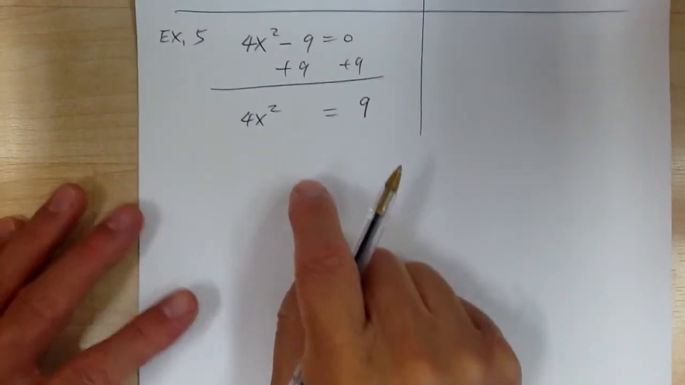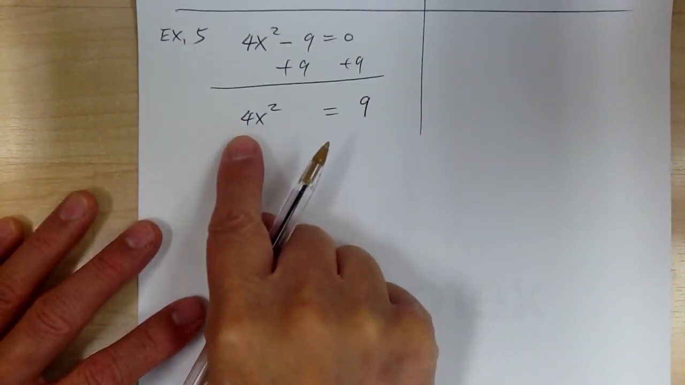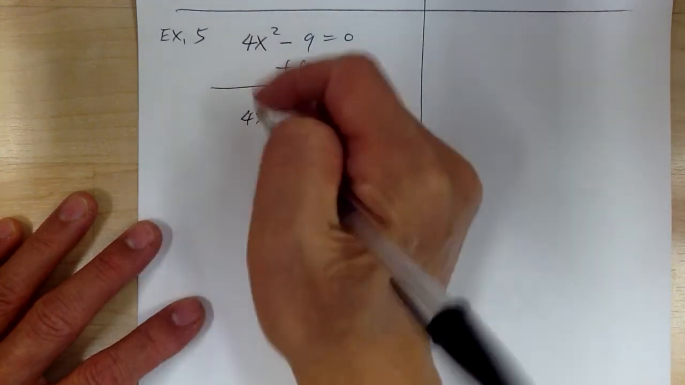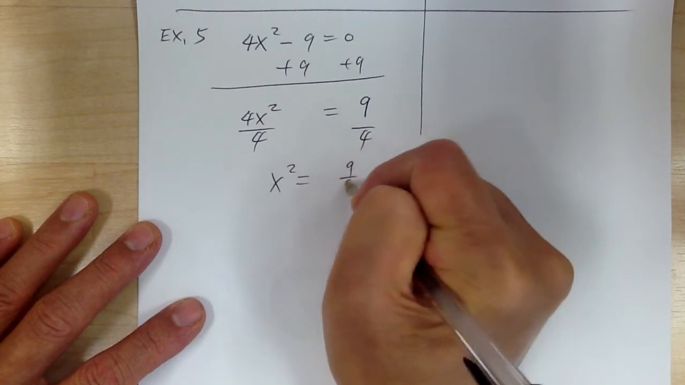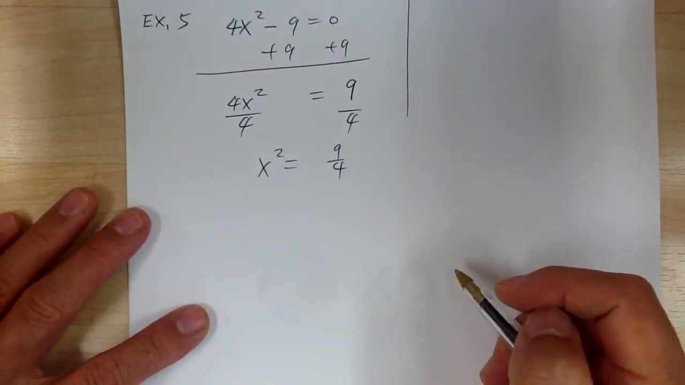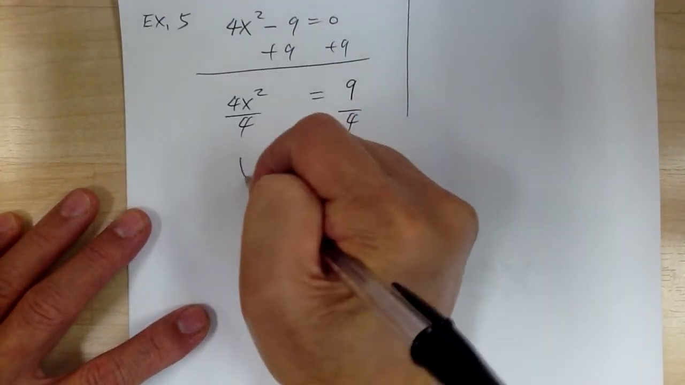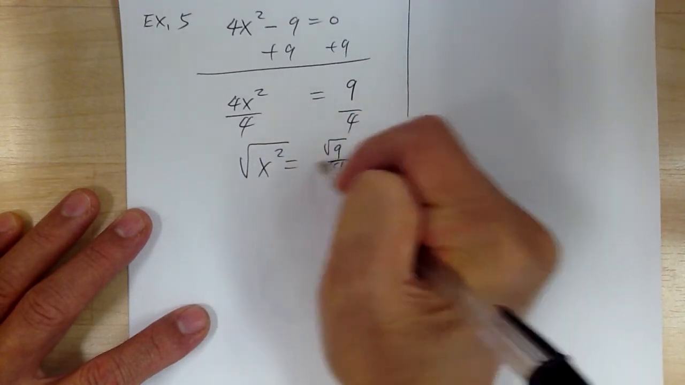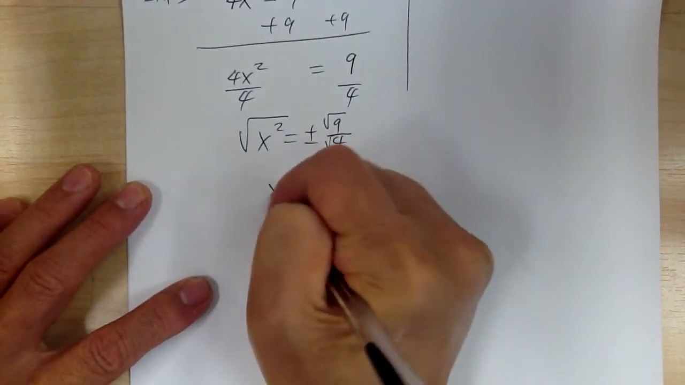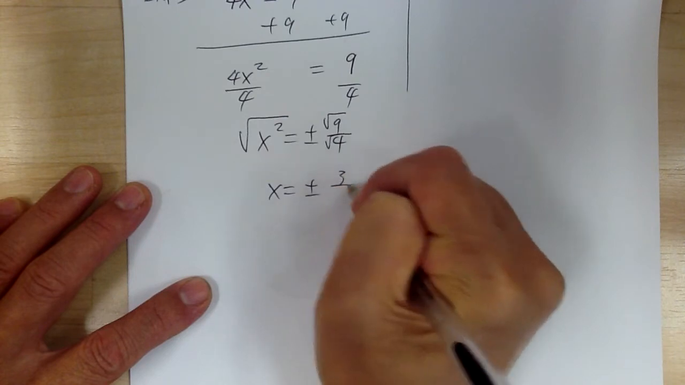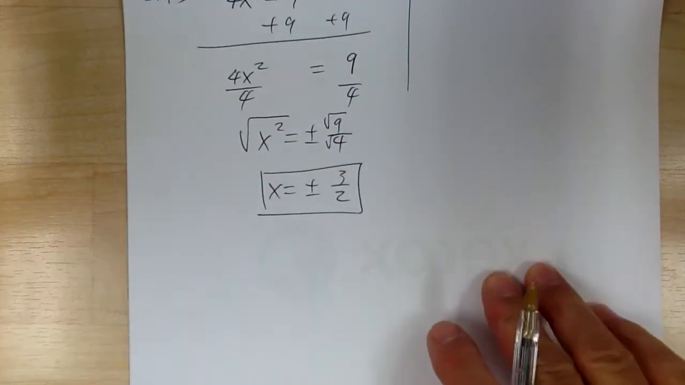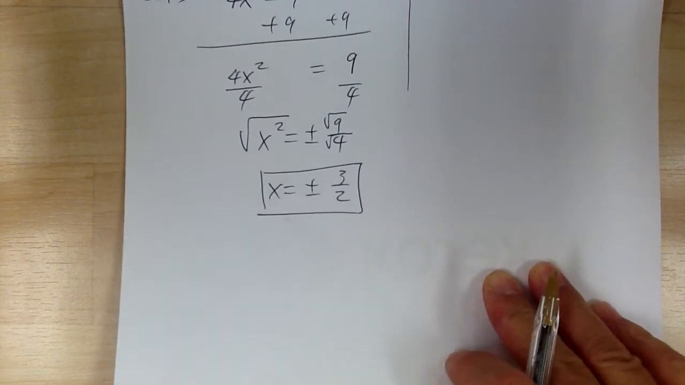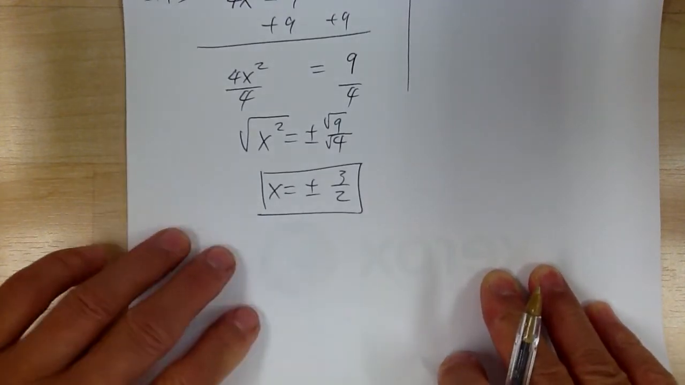And then after that, what you want to do is divide by 4. You want to get rid of the number, right? Divide by 4. So you got x squared equal to 9 over 4. And then I'm going to take the square root. So x equal to plus or minus 3 over 2. And that's it. So the square root method is pretty quick. Okay, let's go to example 6.